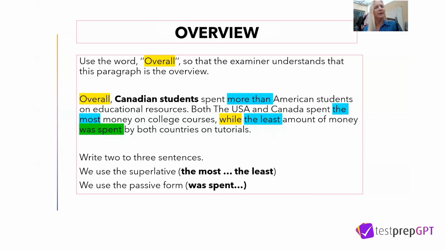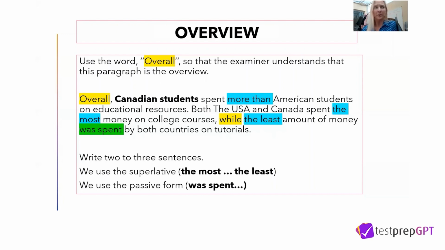So overall, Canadian students spent more than American students on educational resources. Both the USA and Canada spent the most money on college courses, while the least amount of money was spent by both countries on tutorials. So here I've summed up the main ideas: which country spent more than the other on educational resources, and what the most and least amount of money was spent on. It's very condensed. I've put it into only 2 sentences, but that's all you really need to do.